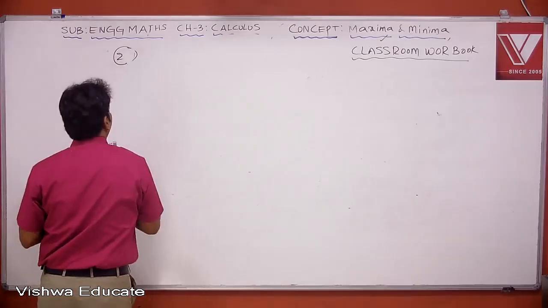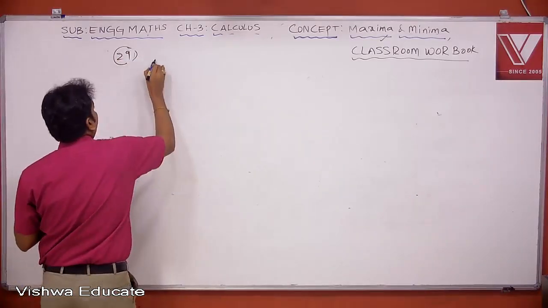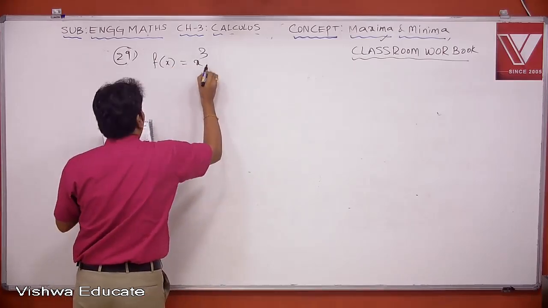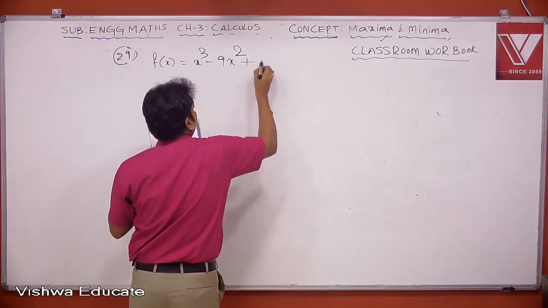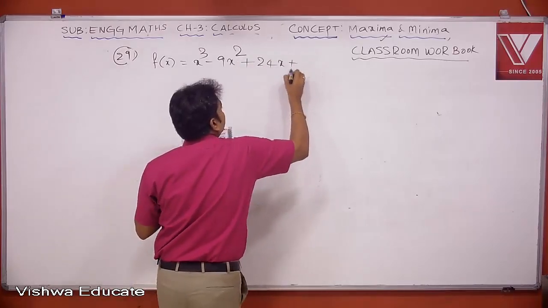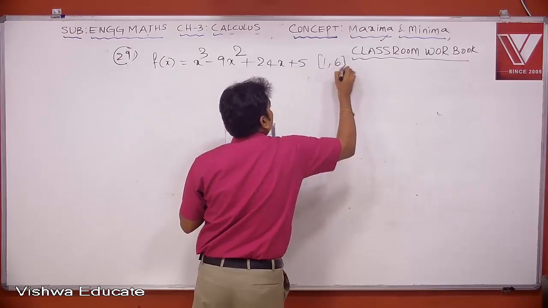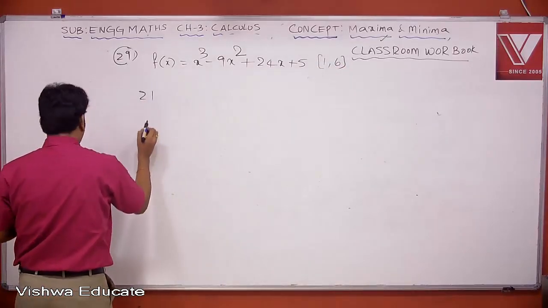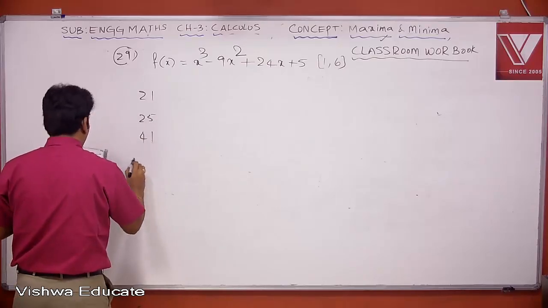To question number 29. The maximum value of f of x equal to x cube minus 9x square plus 24x plus 5 in the closed interval 1 comma 6. Options are like this: 21, 25, 41 and 46.